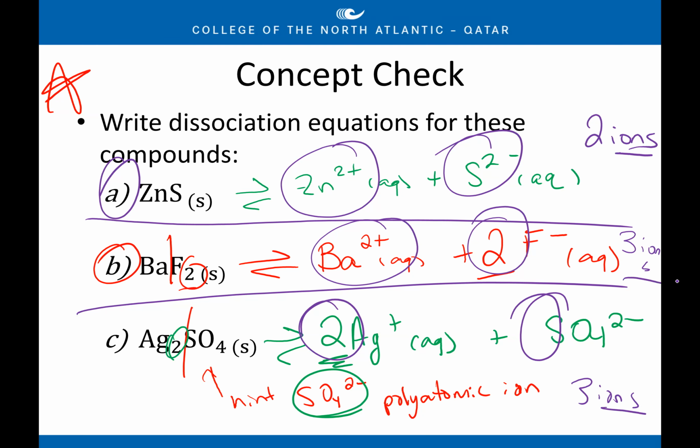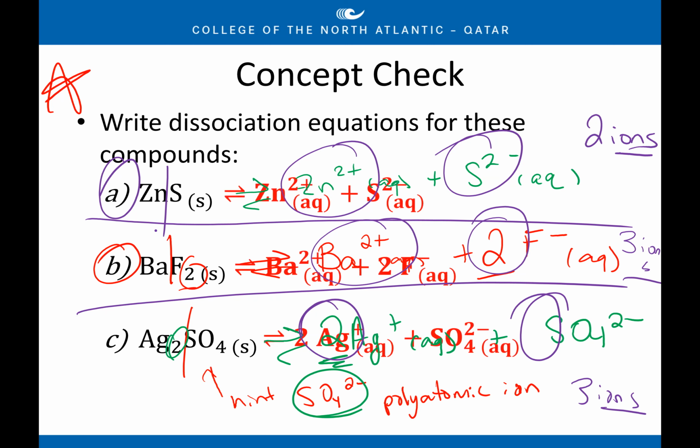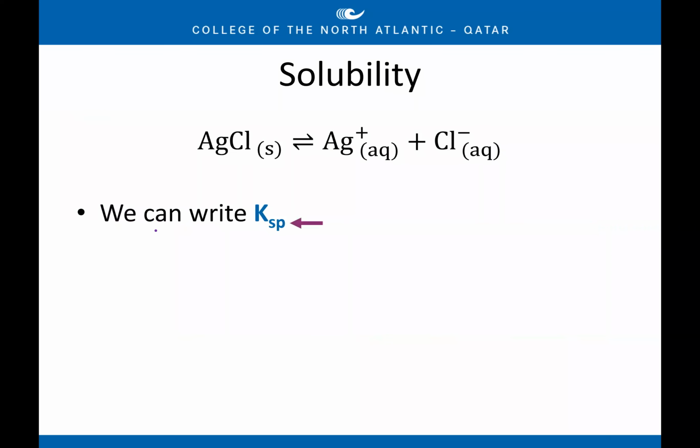And if you can figure that out, this is one of the easiest questions on your test by far. You just have to be able to figure out how many ions these chemicals split into. Okay, so let me show you. Let's put it into practice and we're almost done.